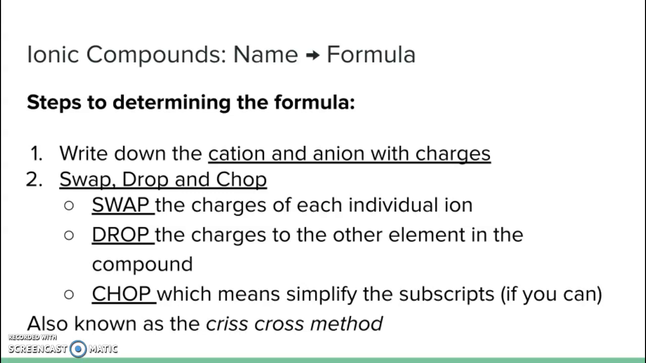When we have a name and we need to determine a formula, we have a couple steps. First, I'm going to write down what my cation and my anion are with their relative charges, meaning if I have Na, I know it's an Na+. After that, I have what is called swap, drop, and chop. I'm going to swap the charge of each individual ion, drop the charge to the other element, and then chop, meaning simplify. This can also be known as a crisscross method.